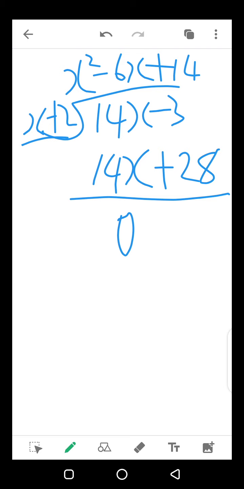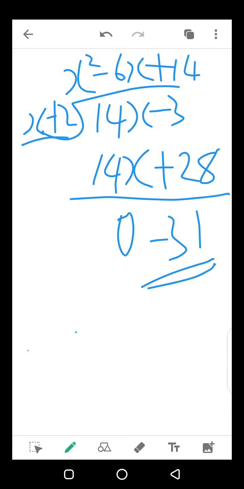Minus 3 minus 28 will give us minus 31. So we are going to have minus 31. Now we cannot divide again. X cannot divide minus 31. So this becomes the remainder.